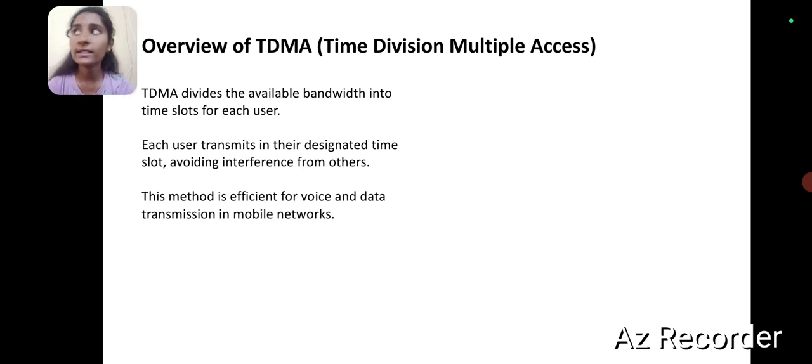So what TDMA does is it will divide the available bandwidth into time slots for each user. Then each user will transmit in the designated time slot. It will transmit the given signal only in the designated time slot and in the available frequency, which will avoid interference from others. So this method is efficient for voice and data transmission in mobile networks.